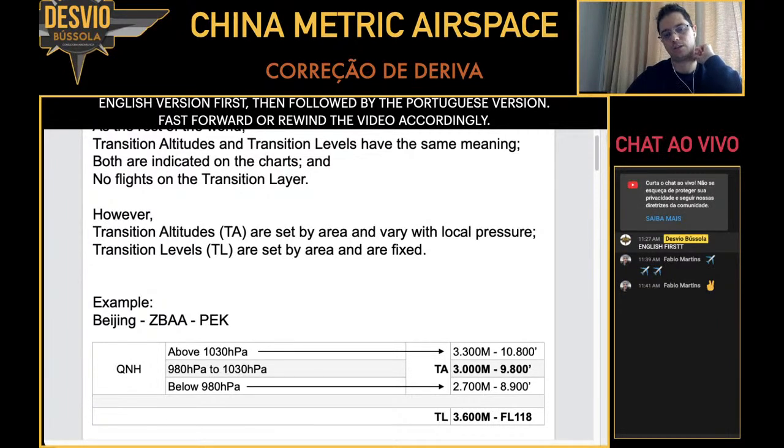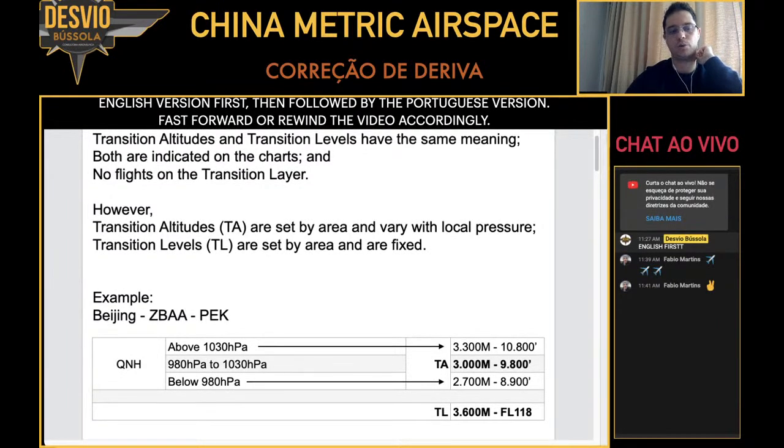So I'll give you an example, they are all on the chart. For example, in Beijing, the standard transition altitude is 3,000 meters. Depending on the QNH, it can go up to 3,300 meters, or it can go down to 2,700 meters. But the transition level will always be 3,600 meters.